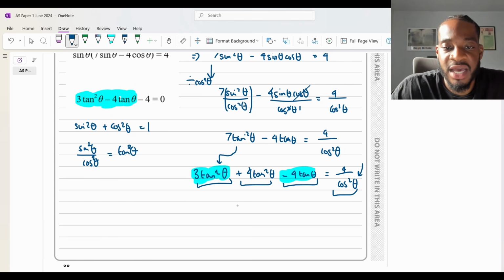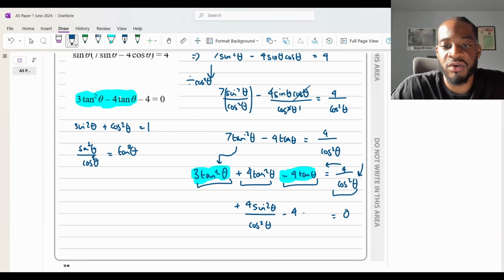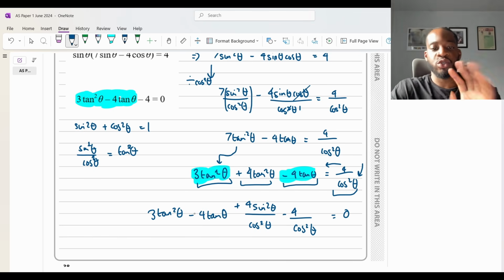So let's do that. That is going to be 4 sine squared theta over cos squared theta, isn't it? Like that. And then what I'm going to do is put equals 0 here. I'm going to move this to the left. I'll put that there, minus 4 over cos squared theta. And then the two I've highlighted in blue, I'm going to put here. So 3 tan squared theta, and then minus 4 tan theta. Okay, so those two are done.